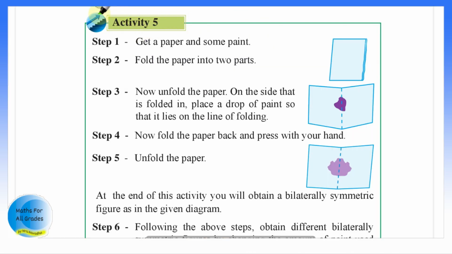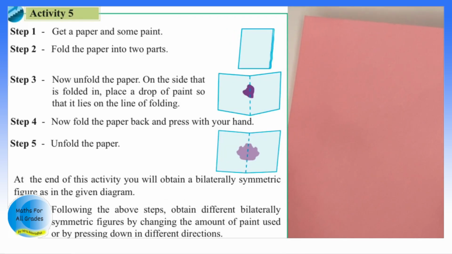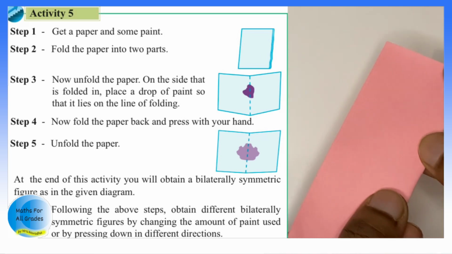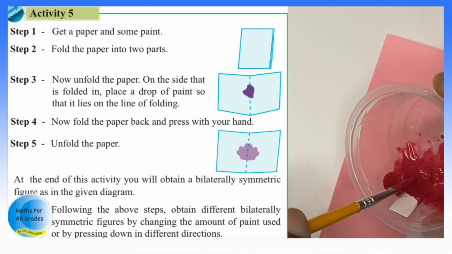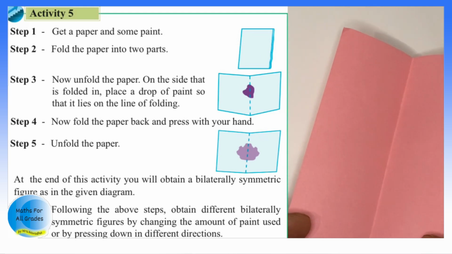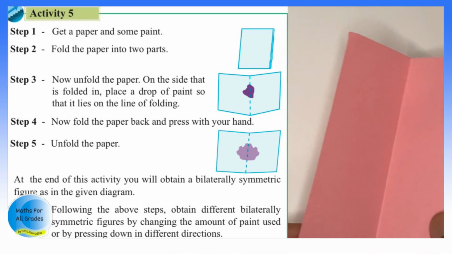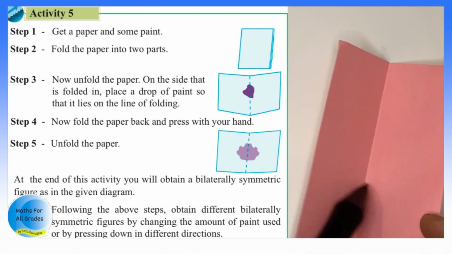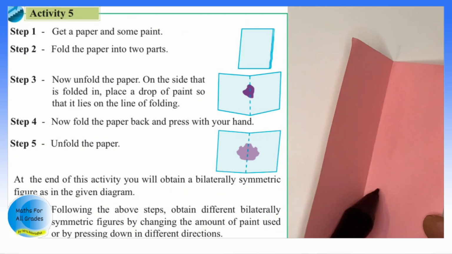Next we have activity 5. Let's do it together. You will need a paper and some paint. First take a piece of paper and then fold it. Here I have some paint. Now let's unfold this paper, and this is the side that is folded in. Now I am going to place a drop of paint here on the folding line.